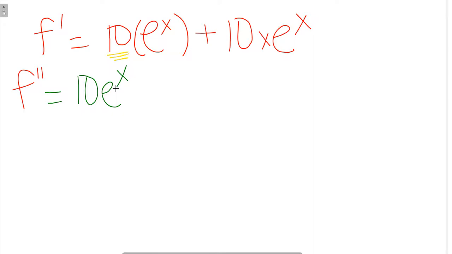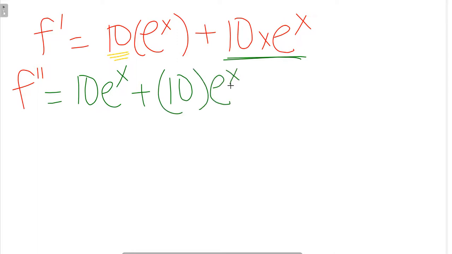Now, the other term should look familiar. It's literally the function we started with, 10x times e to the x. So again, we do the product rule. f prime g: f prime is 10, g is e to the x, plus f, which is 10x, times g prime.